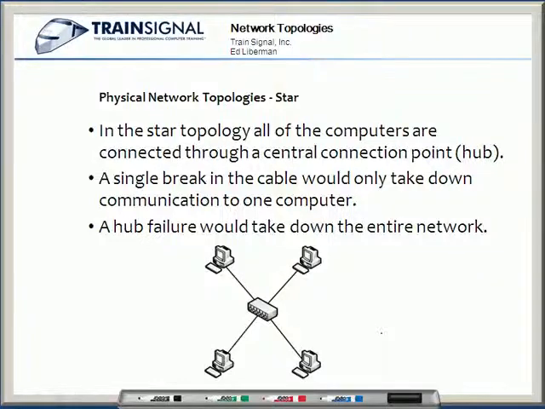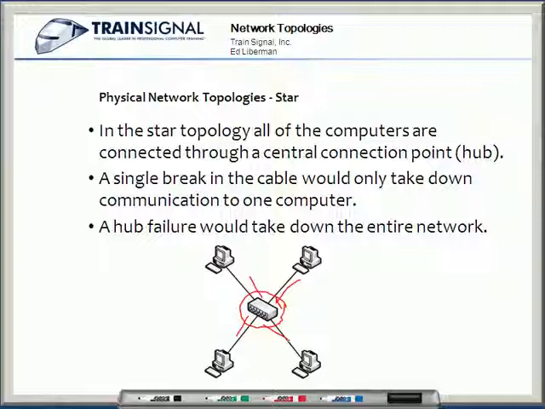Next, let's take a look at the star topology. In the star topology, all of the computers are connected through a central connection point so as to basically form what looks like a star, as you can see from this diagram right down here. Now, this central connection point is typically a device called a hub. And the hub is responsible for taking communication that comes in and retransmitting it out to all other connections.